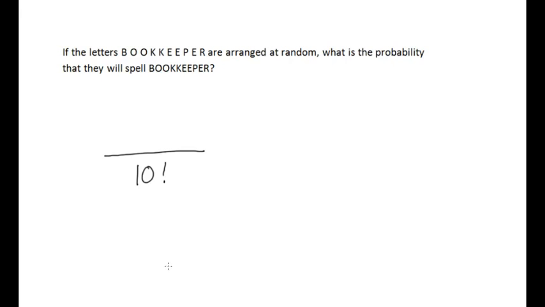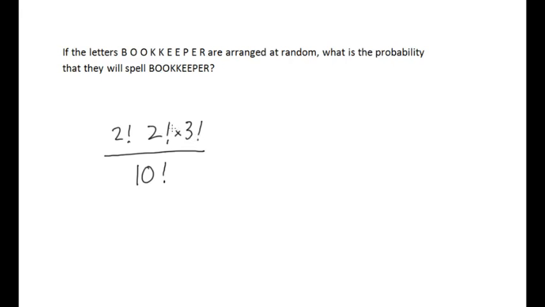And in the numerator, we want the total number of ways in which we can spell the word bookkeeper, including the number of ways in which we can rearrange the letters and it still spells bookkeeper. So for example, I could switch the O's, it still spells bookkeeper. I can switch the K's, it still spells bookkeeper. I can rearrange the E's in a bunch of different ways, but keep them in the same places, and it would still spell bookkeeper. So the number of ways in which I can rearrange the O's is 2 factorial. The number of ways in which I can rearrange the K's, another 2 factorial. And the number of ways in which I can rearrange the E's is 3 factorial.